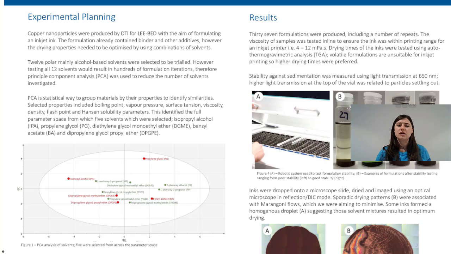However, this is quite a large number of solvents to look at in any sort of great detail. So we reduced the number of solvents by discounting similar solvents using principal component analysis, which is a statistical method used to compare the parameters of solvents. So we looked at how chemically and physically similar they were, and just selected 5 from that initial 12.